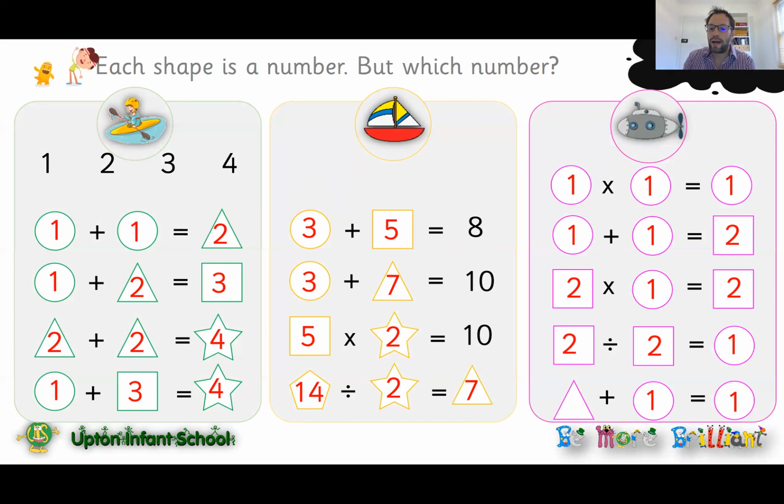Then we've got triangle, add 1 equals 1. Okay, what are we going to add on to 1 to leave us with 1? You add nothing on, 0. So those are the solutions. Well done if you managed to sort them out.